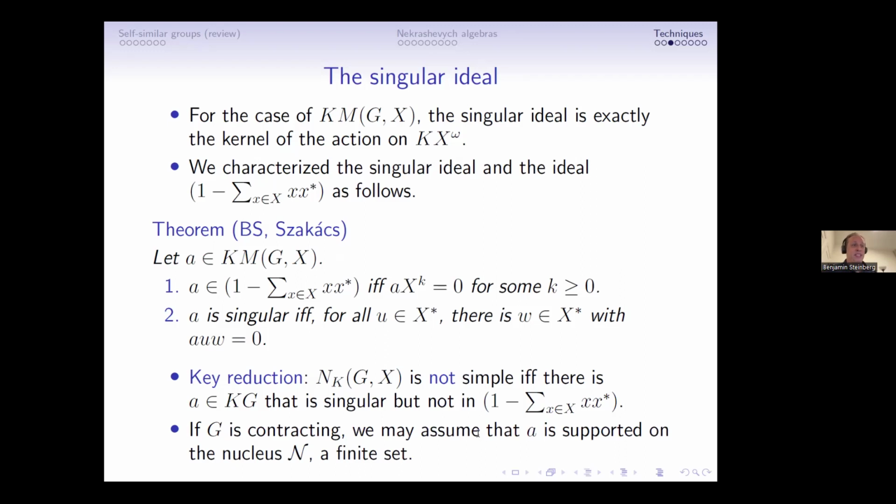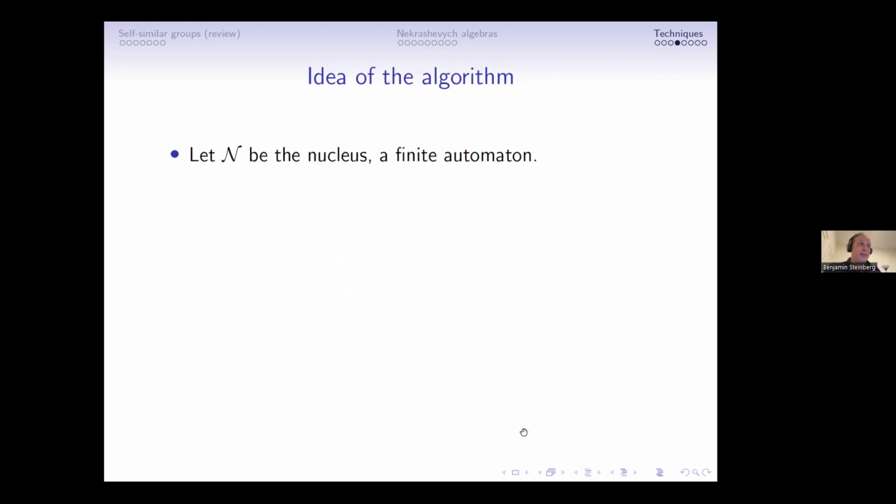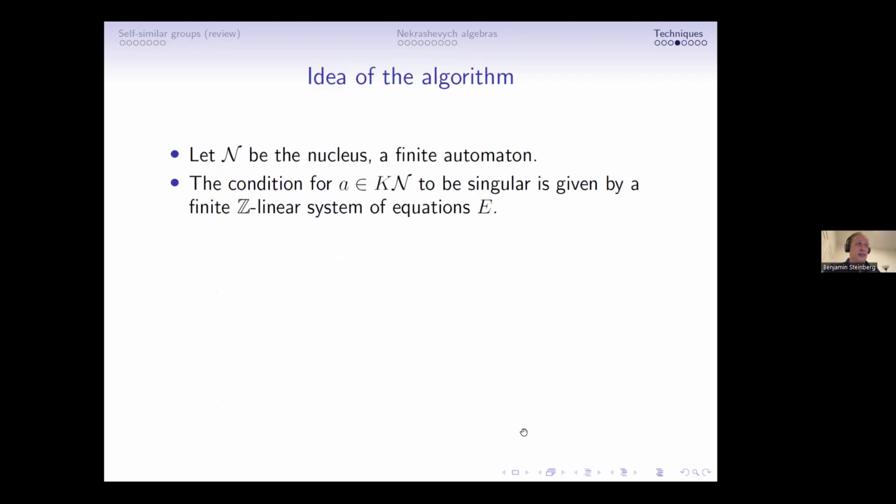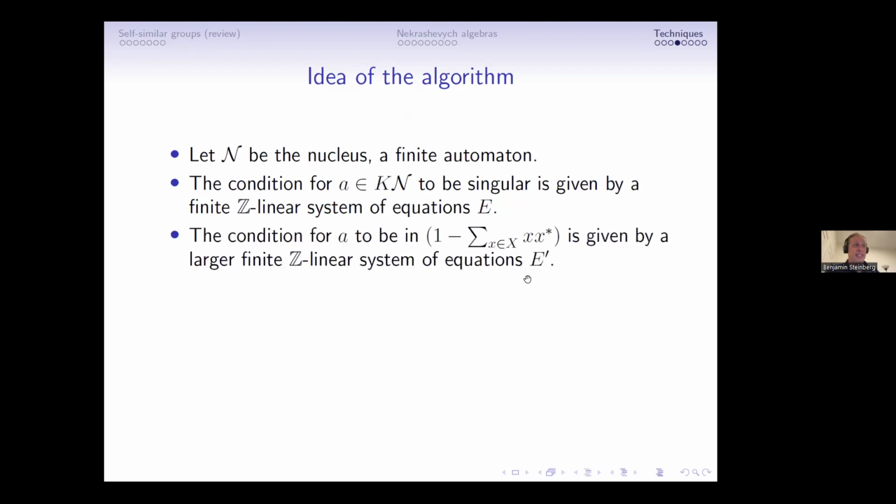And the other big reduction is that if it's contracting, you can show that if there's any element which is singular but not in the Cuntz-Krieger ideal, then that element can be chosen to be in the group algebra and supported on the nucleus. So the whole game is looking at things supported on the nucleus, and that's a finite set. That's why we can get down to a finite algorithm. The nucleus is a certain finite automaton, and it turns out that the condition to be singular is given by a finite system of Z-linear equations, and the condition to be in this ideal is given by a larger finite system of Z-linear equations.